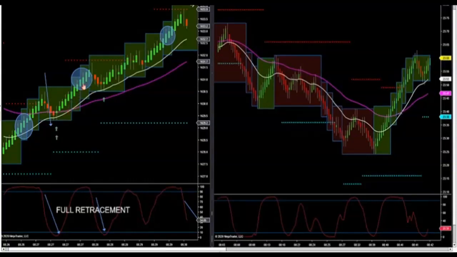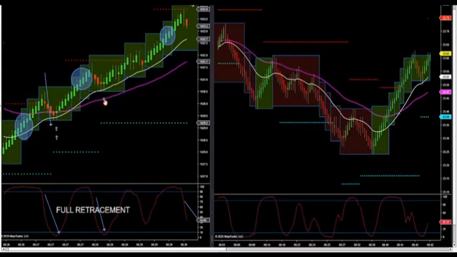Market comes up, we get a two candle close, 1, 2. There's your two candle close. There's your first retracement, full retracement. There we go.